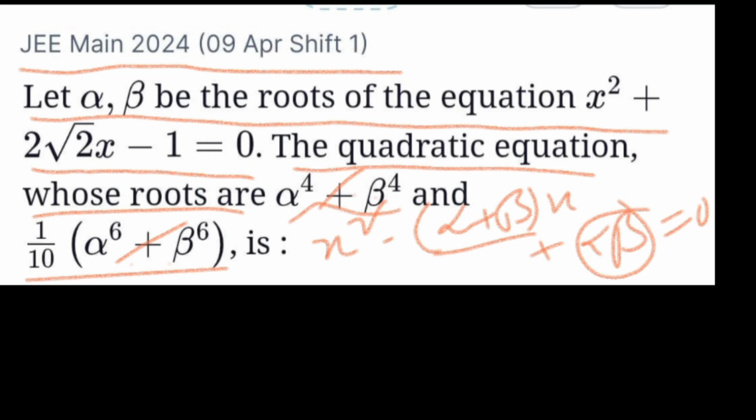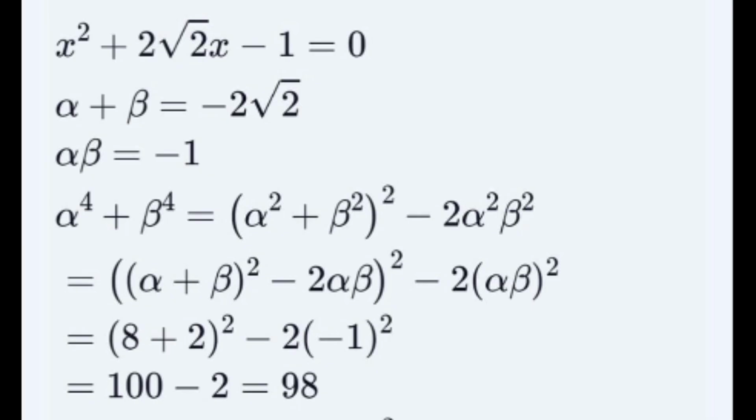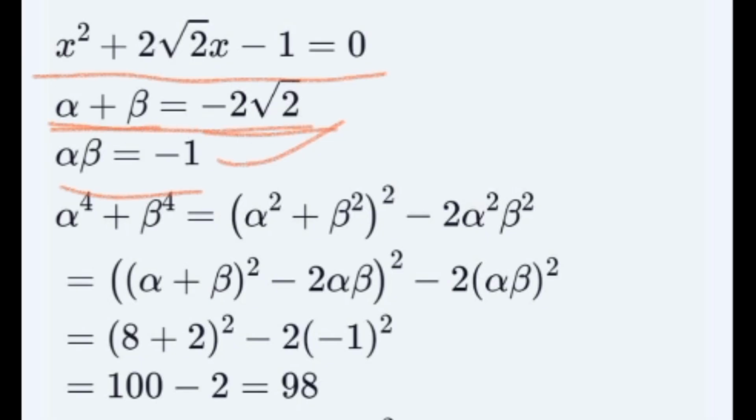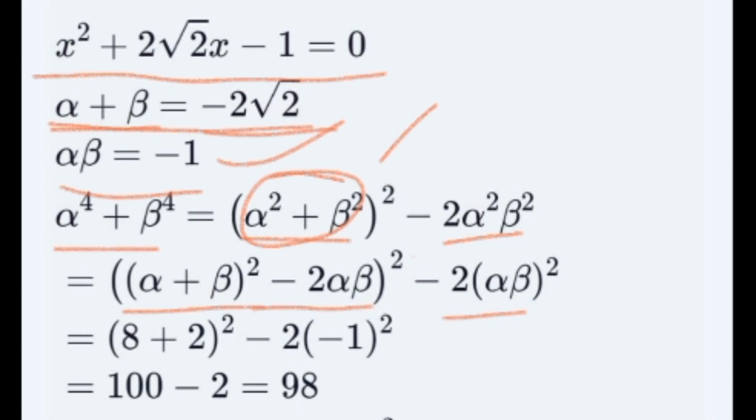Now this equation is x square plus 2 root 2 x minus 1 is equal to 0. Alpha plus beta is equal to minus 2 root 2, alpha beta is equal to minus 1. Sum of the roots, product of the roots. Then alpha power 4 plus beta power 4 formula is alpha square plus beta square whole square minus 2 alpha square beta square. Again alpha square plus beta square formula is alpha plus beta whole square minus 2 alpha beta, whole square, minus 2 alpha beta whole square.